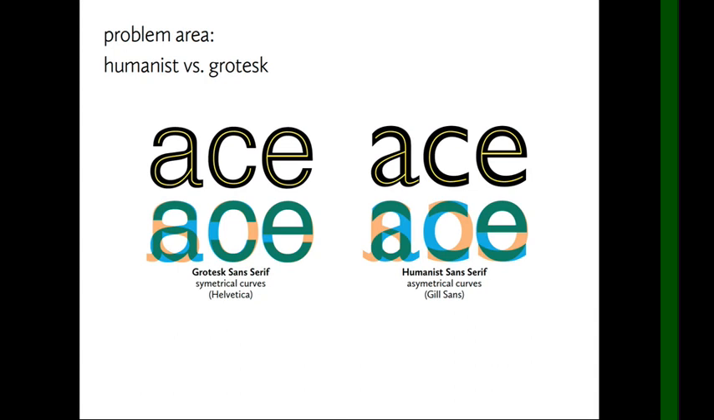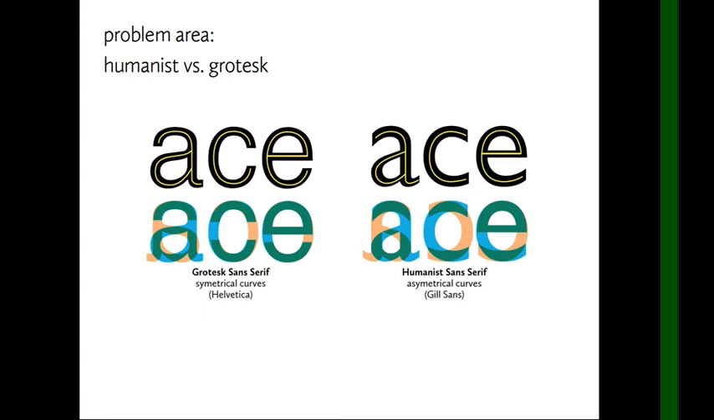If you look at the same thing in the humanist, almost none of our curves line up left to right. It doesn't happen with the A, it doesn't happen with the C, it does happen with the top of the E, but not with the bottom. All right, and this is because they have asymmetrical curves.